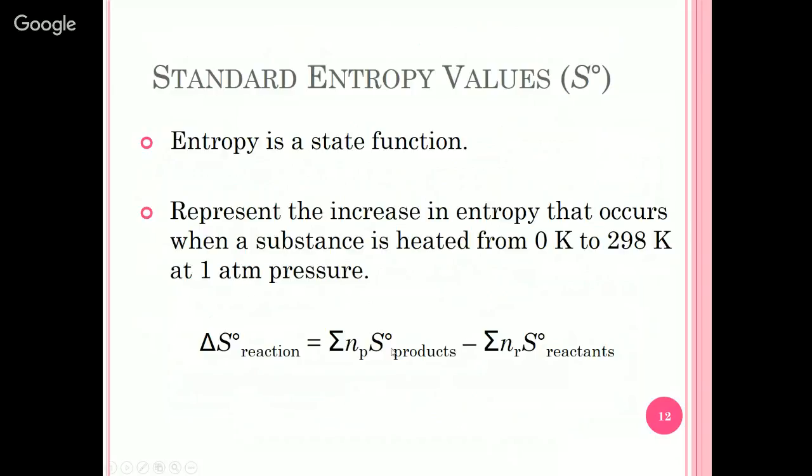So we look up all the values for our products, we add those up. We look up the values for our reactants, we add those up. And then we subtract the total amount of reactants from the total amount of products. Keeping in mind that each individual entropy value would be multiplied by the stoichiometric coefficient in the balanced equation. So if you have 2 moles of something, you would multiply 2 times your entropy value.